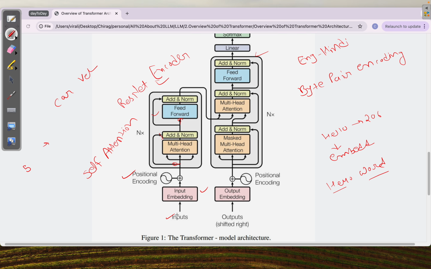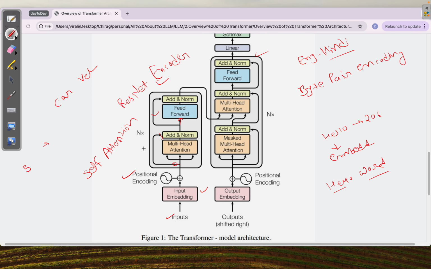So we will pass an English sentence here. It will process and generate the output of the encoder, and then that output will be passed to the decoder, and the decoder will generate the Hindi tokens of that English sentence, right? So if you see, this is all about the encoder.